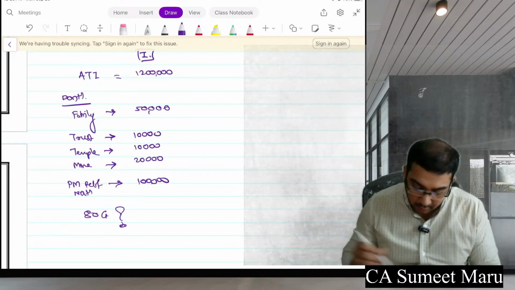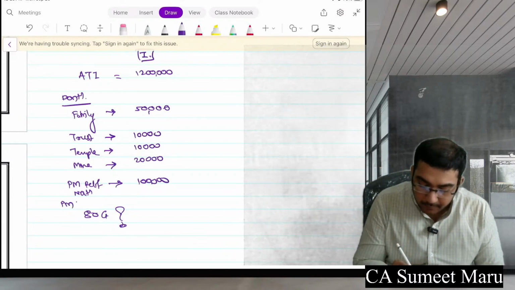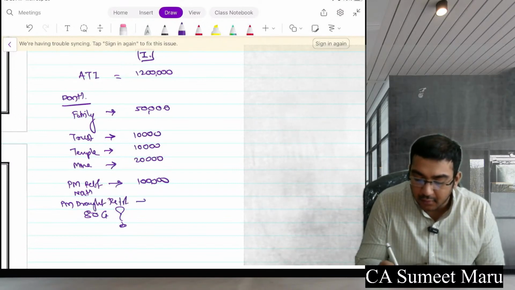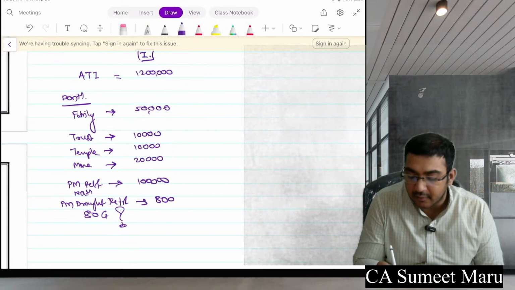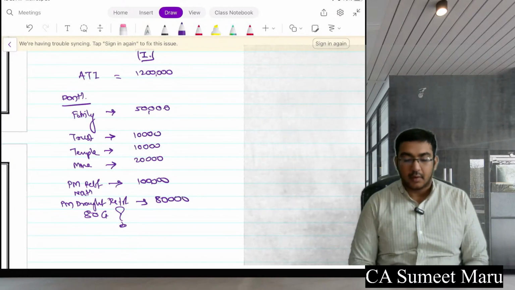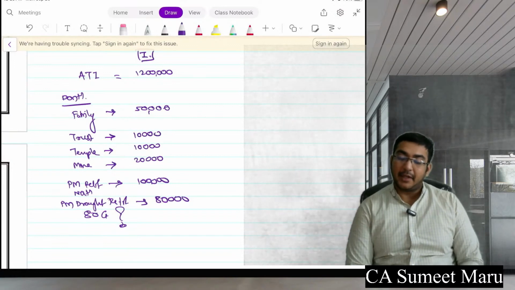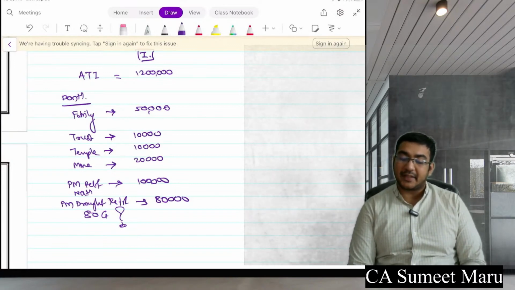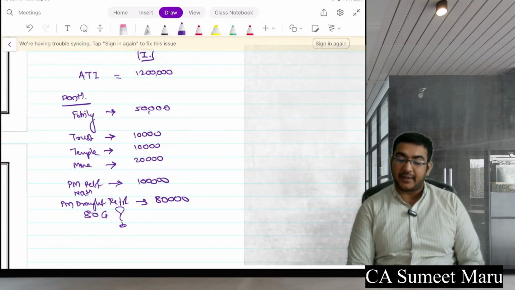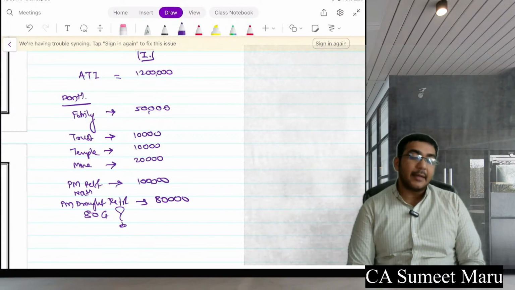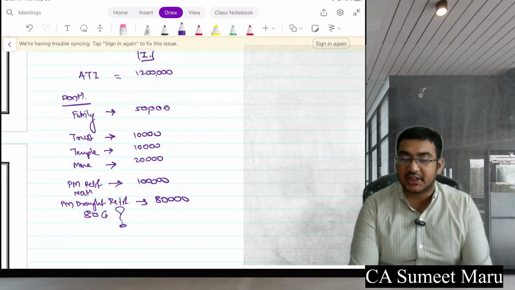एक और एक ऐड कर देता हूँ. PM Drought Relief Fund 80,000. So you have adjusted total income of 12 lakh, family planning promotion 50,000, trust 10, temple 10, minority 20, PM National Relief Fund 1 lakh and drought relief fund 80,000. Say me the total deduction available for section 80G.